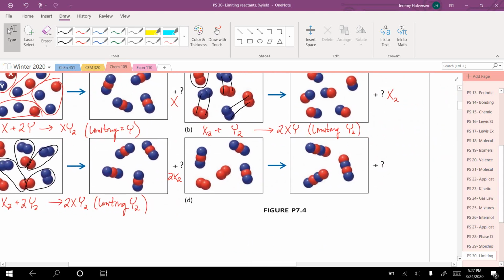Okay, this last one, it looks like I have XY2s, and I'm adding X2s, and I'm getting X2Y2. So to balance this, two Y's, but I've got 1, 2, 3 X's and only 2 X's there. So multiply that by 2 and multiply that by 2. So now I have 4 X's, 4 X's, 4 Y's, 4 Y's. Perfect.